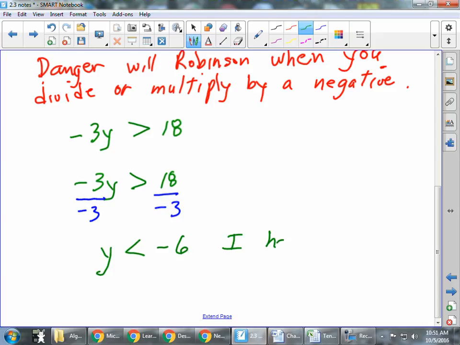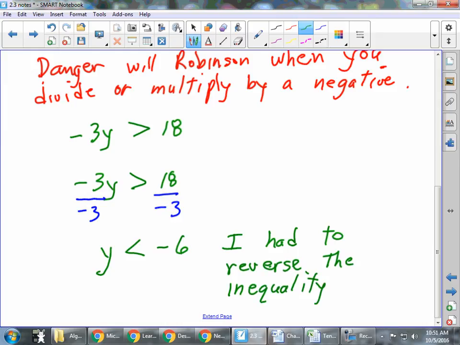I had to reverse the inequality sign when you divide or multiply by a negative. I had to reverse the inequality sign here. And I'm going to show you why. Let's graph this.